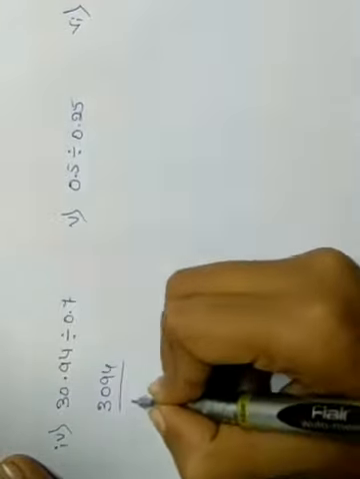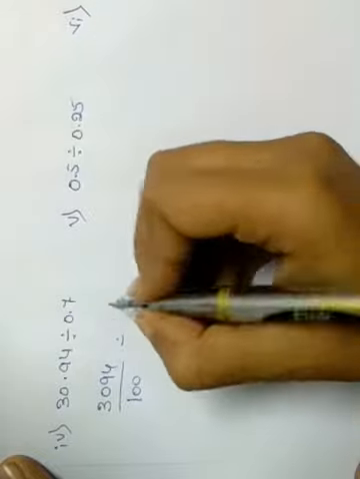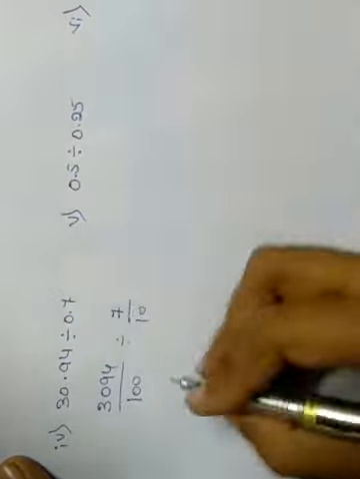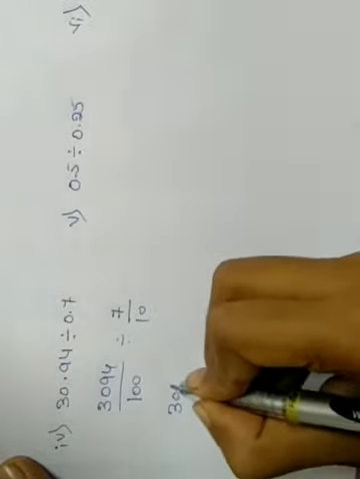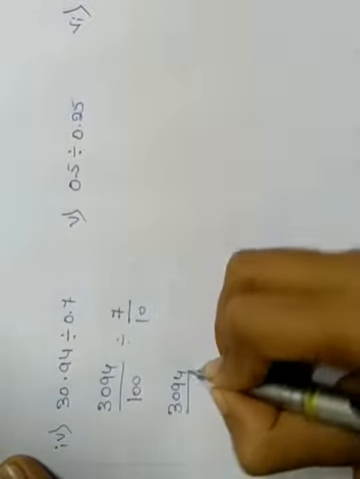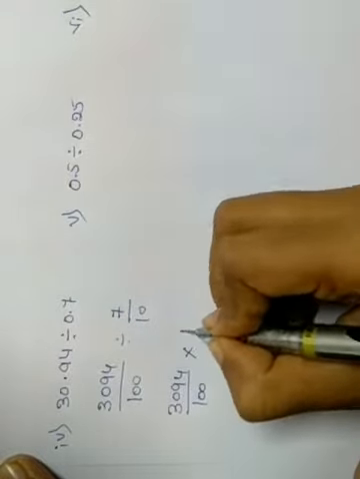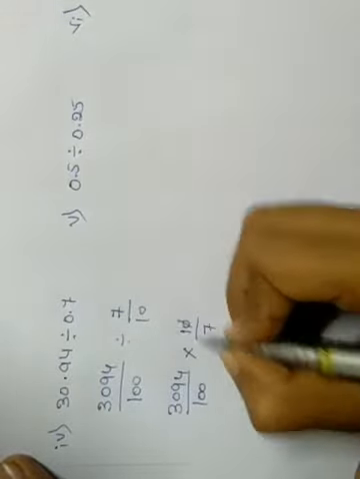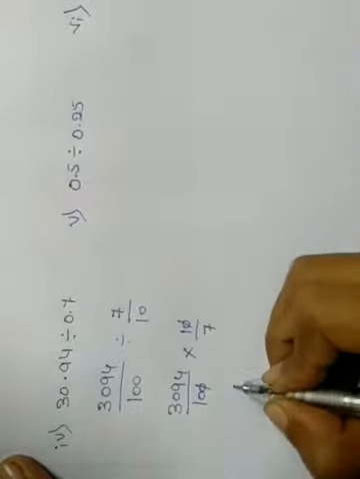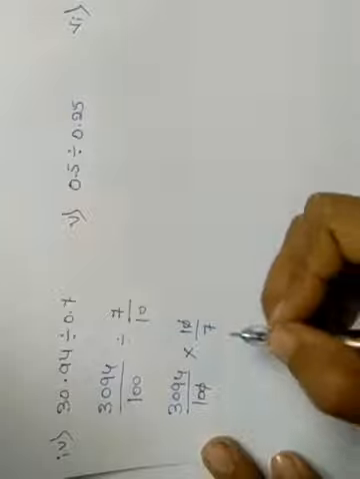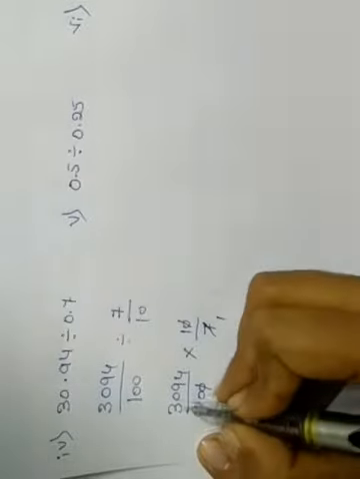Fourth one, 3094 divided by 100. Divide sign, then we'll write 7 divided by 10. Now 3094 divided by 100, we'll change the sign and after changing the sign we'll reciprocal it. 1 0 1 0 cancels. Now will it get simplified or not, check it. It will get simplified. See, 7 1s are 7.